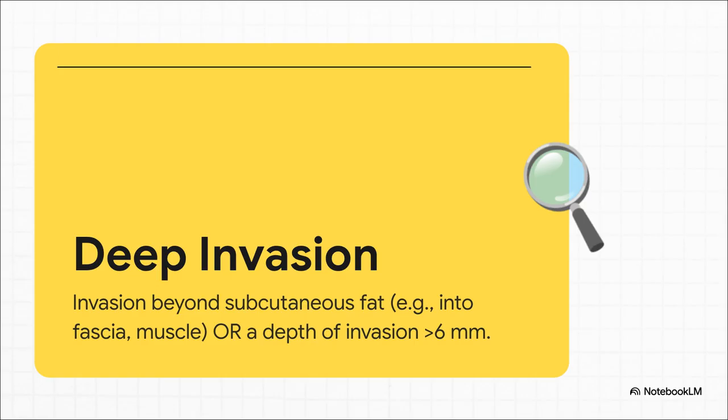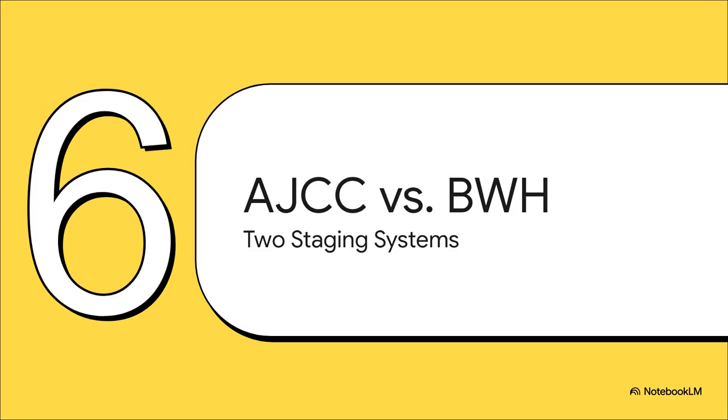It's either the tumor has invaded past the subcutaneous fat into things like muscle or fascia, or the depth of invasion, that DOI measurement, is more than 6 millimeters. So both the anatomic location and a hard number can get you there, which is why you have to evaluate both.